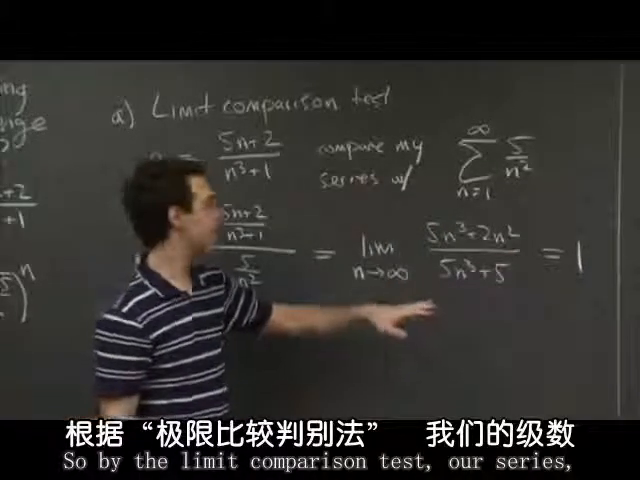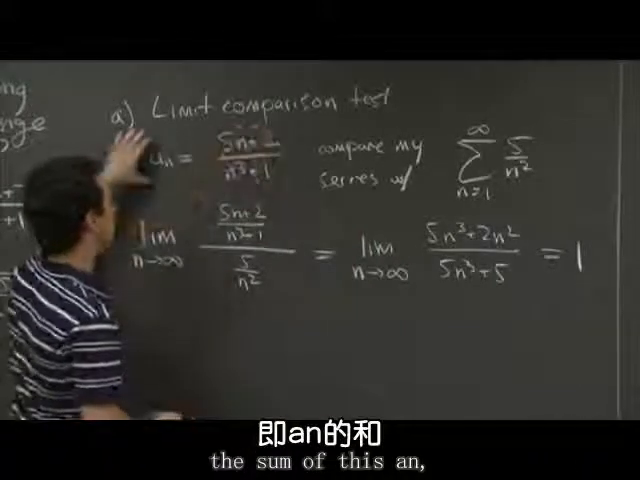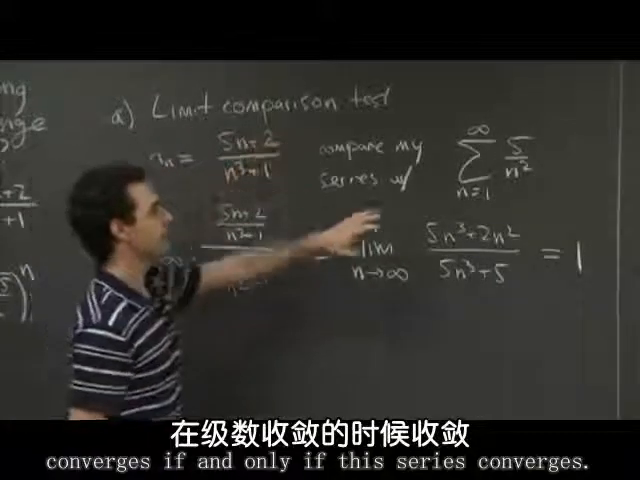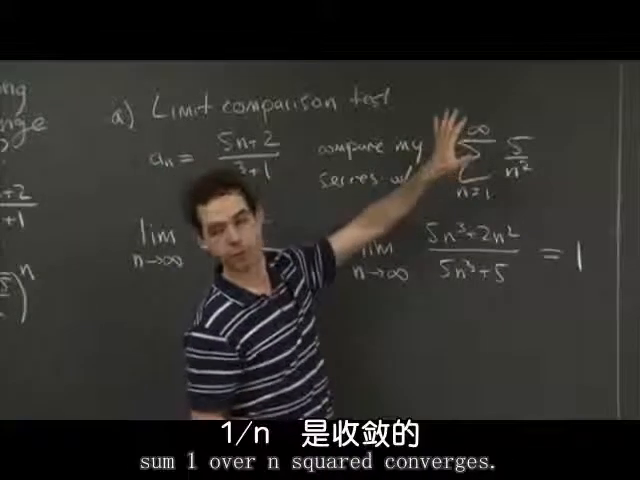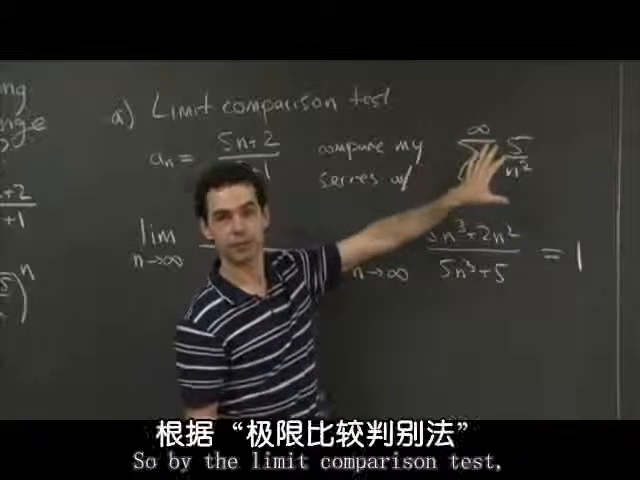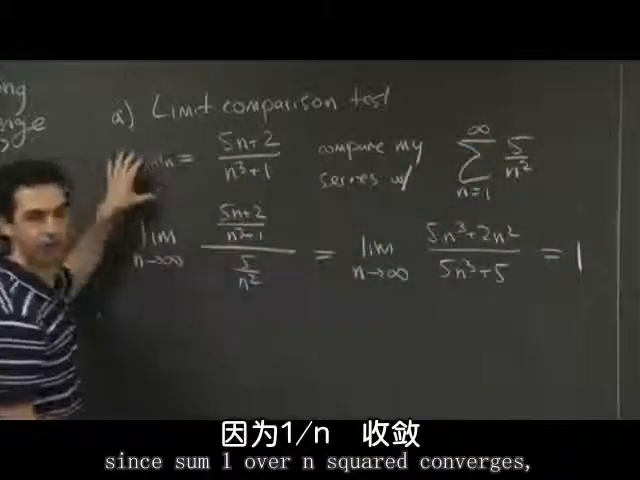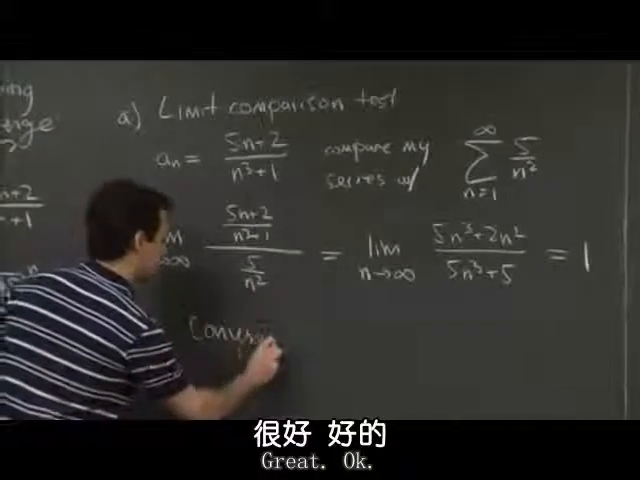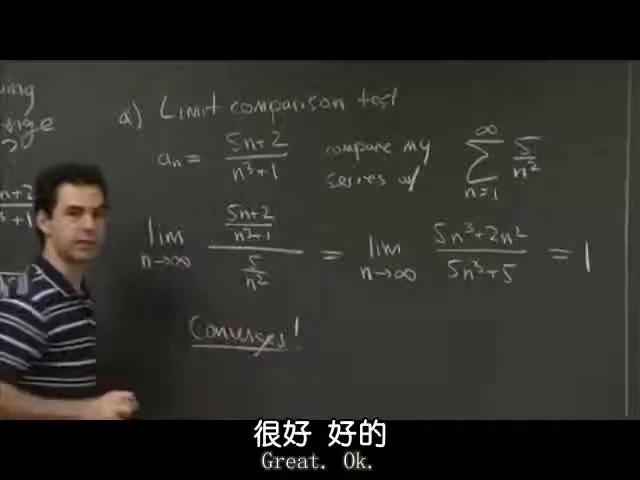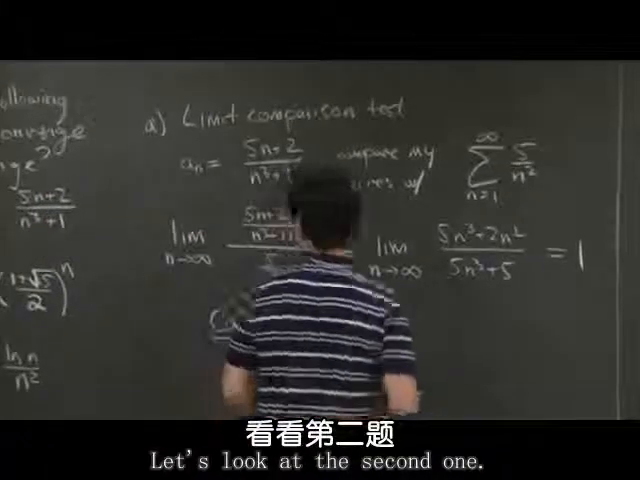So by the limit comparison test, our series, the sum of this a_n, converges if and only if this series converges. And we already said that we know the sum of 1 over n squared converges. So by the limit comparison test, since the sum of 1 over n squared converges, our series converges. Great, so that's the first one. Let's look at the second one.